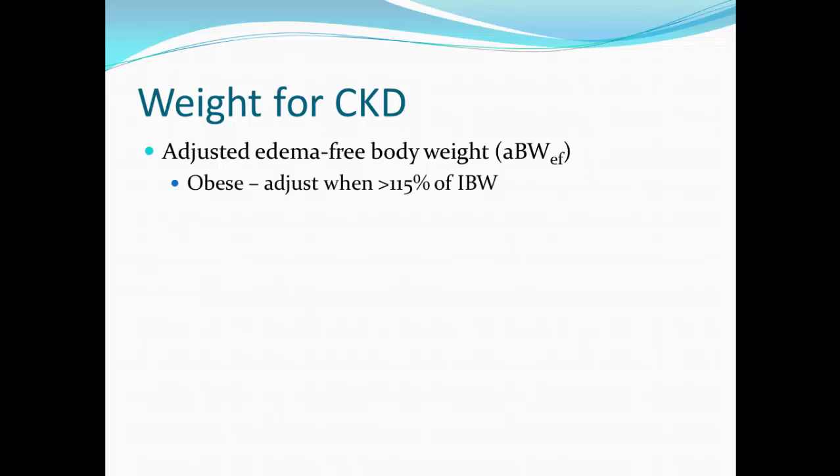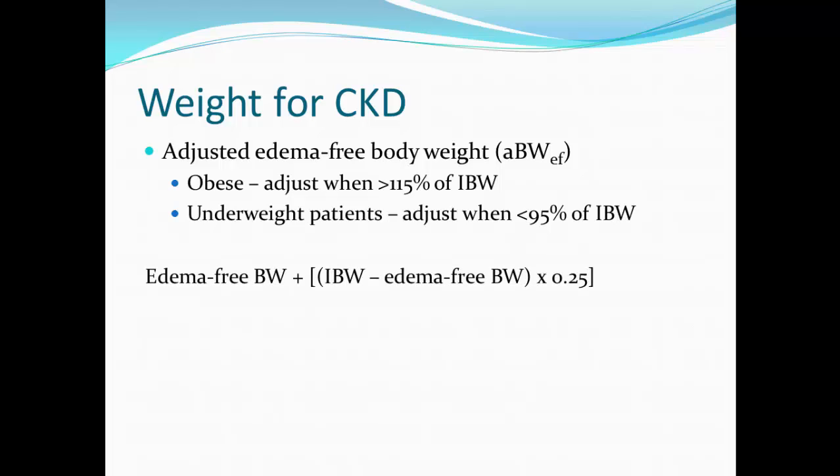For an obese patient, we adjust when their actual body weight is greater than 115% of ideal body weight. And for underweight patients, we adjust when their actual body weight is 95% of ideal body weight. The calculation takes their edema-free body weight, so here you want to use their estimated dry weight, and their ideal body weight, and the equation is provided here. So now we'll practice calculating adjusted edema-free body weight.